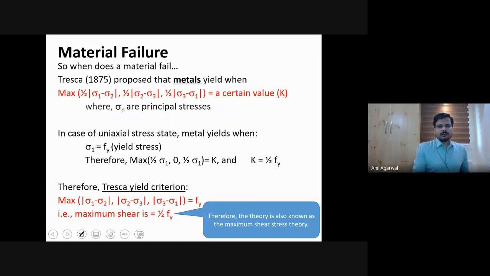Now comes the question of how to uniquely tell when a metal or a material yields. So we know that when you have a coupon and you test it in tension, it yields when you have that kind of a plateau.